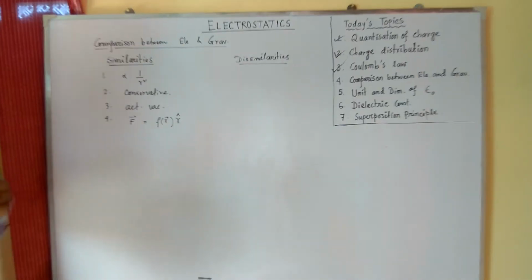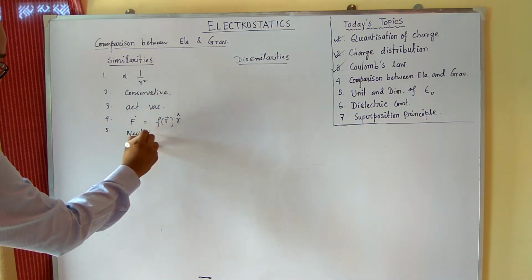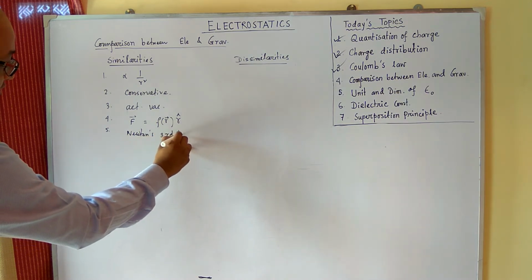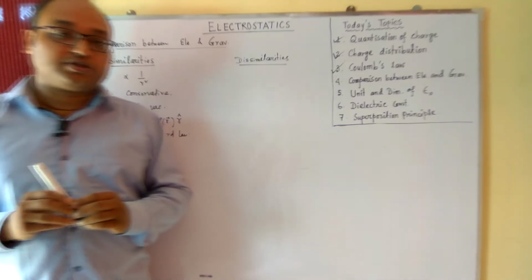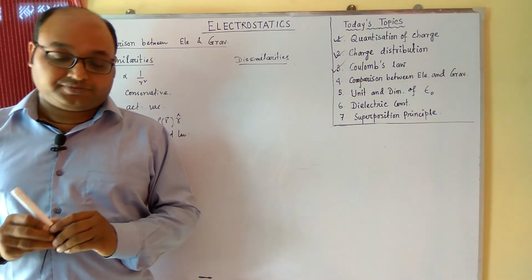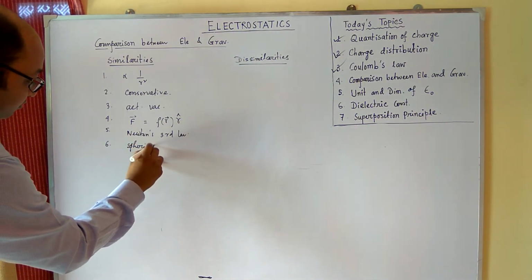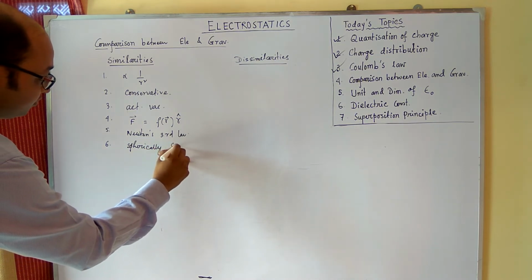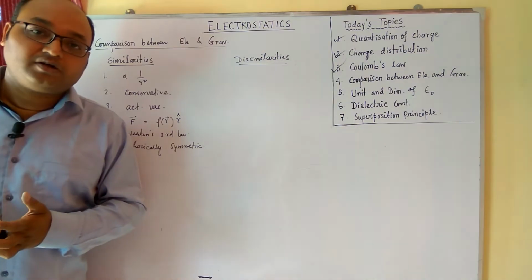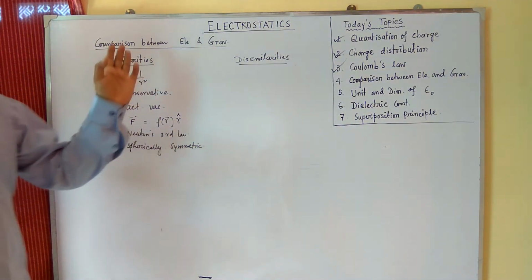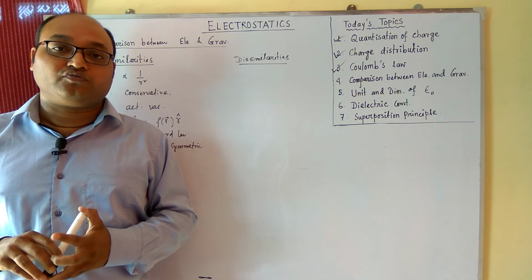And another important fact, so let me write the similarity number 5, that both obey Newton's third law. And the sixth similarity between the two forces is that both of the forces are spherically symmetric. It's very important. So here are the 6 points to be remembered. These are the 6 similarities between electrostatic force and gravitational force. Now let us discuss the dissimilarities between the two forces.